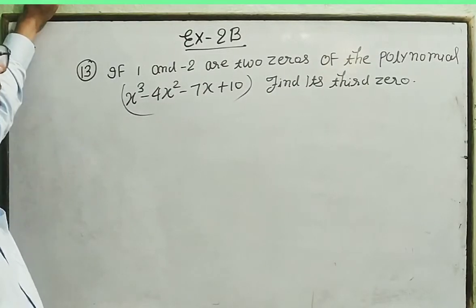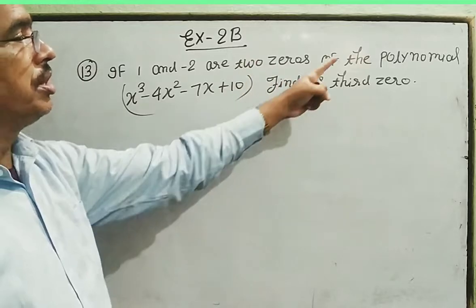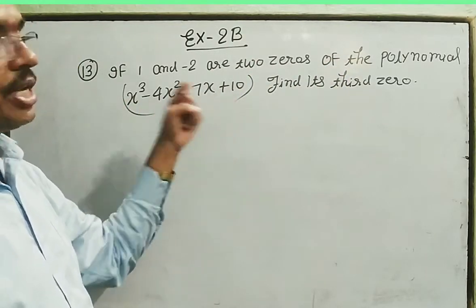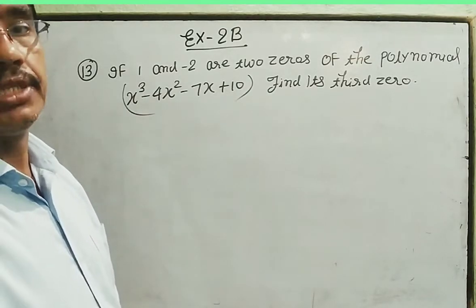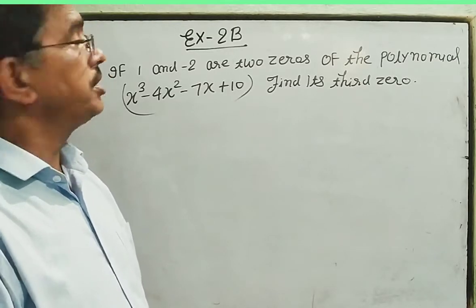Now see question number 13. If 1 and minus 2 are two zeros of the polynomial x cube minus 4x square minus 7x plus 10, then find its third zero. This type of question I solved as an example, 2 or 3 questions. Today I will discuss it again and repeat it.